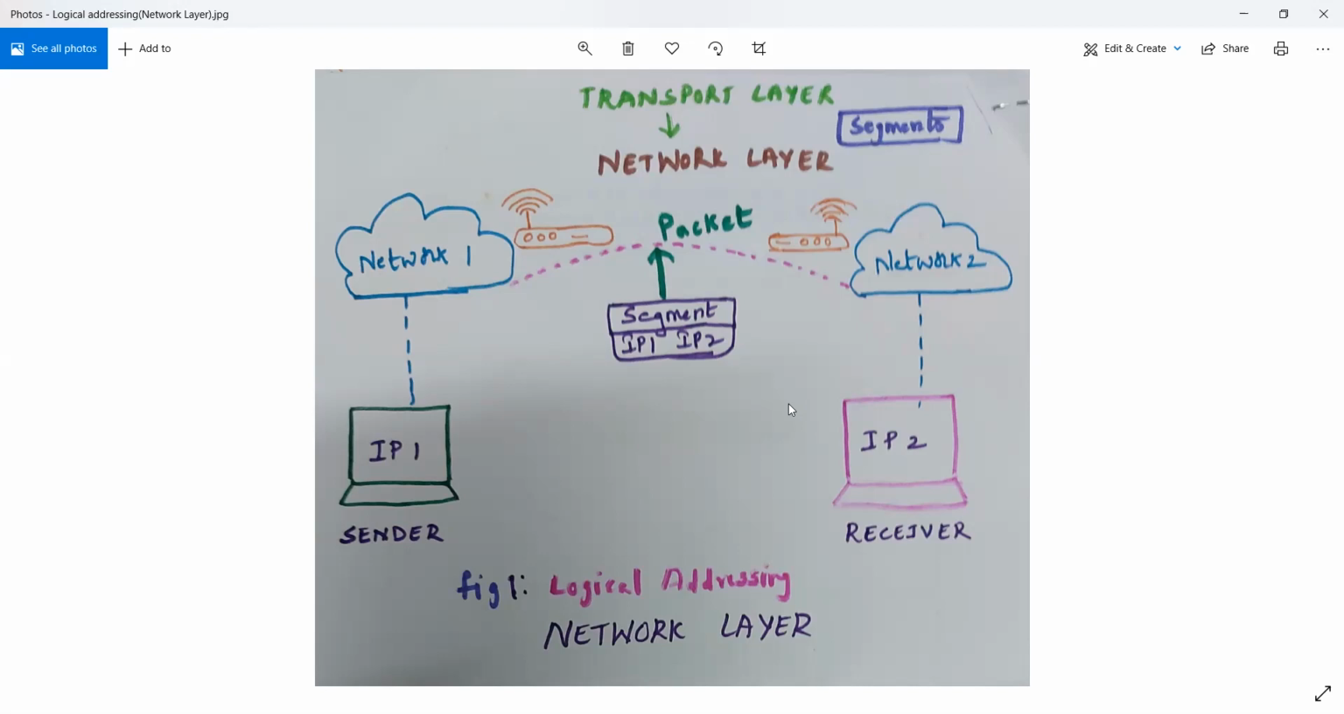So the process of assigning IP addresses of the sender and receiver to the data segment is known as logical addressing. What is the purpose of assigning IP addresses? In order to ensure that each data packet can reach the correct destination. So this is about logical addressing.